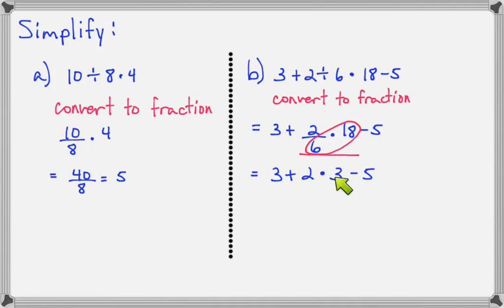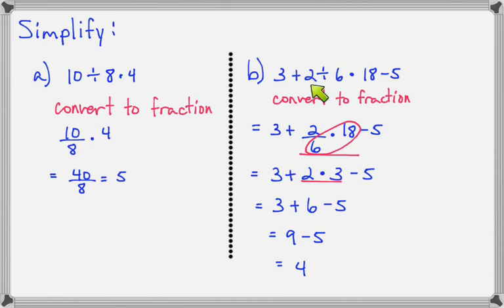And now the next thing we have to do is the multiplication. So 2 times 3 is 6. And now we add and subtract in order from left to right. 3 plus 6 is 9. And 9 minus 5 is 4.